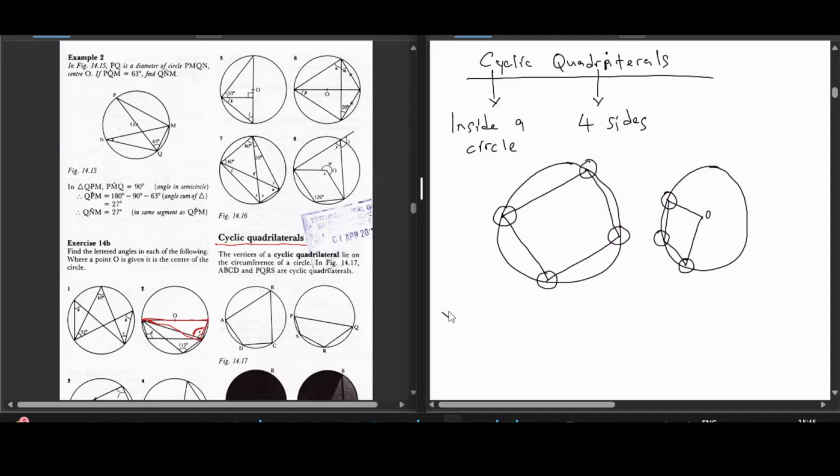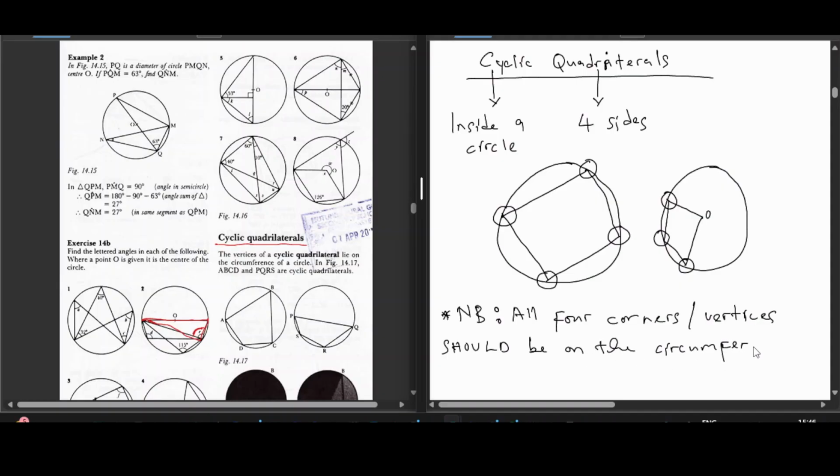Let me write this because it is the most important fact here. All 4 points, corners, let me call them corners for ease, but to those who are more technical, vertices, all 4 corners or vertices should be on the circumference. All 4 of them. That is the trick here. Then when you understand how to identify it, you can go on to apply the theorem associated with it.